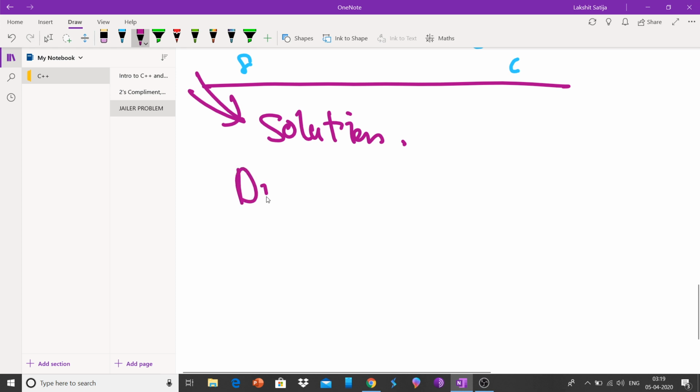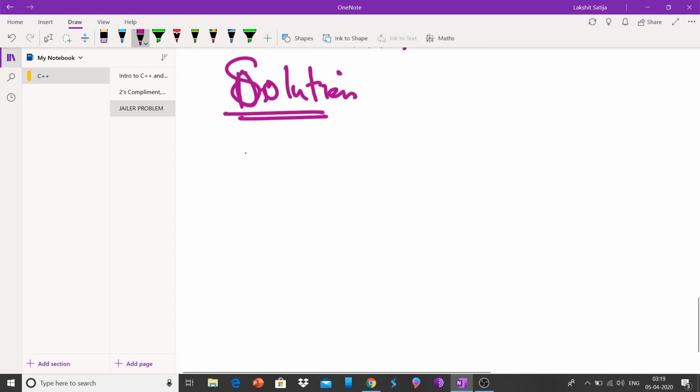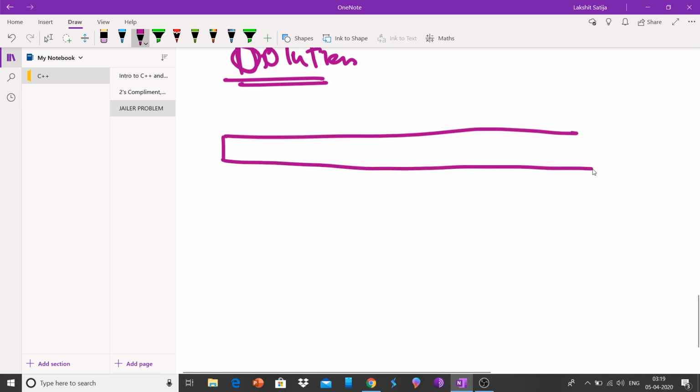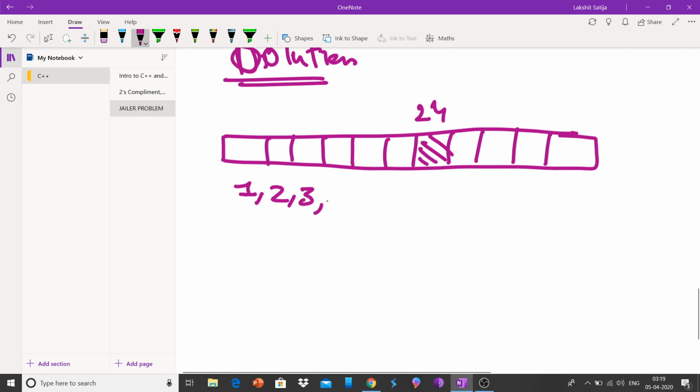Now let us discuss the solution. Let us think how many times the jailer will be able to reach a particular cell. Let the cell be any number, say 24. He will be able to reach it in the first round, second round, third round, fourth round, sixth round, eighth round, 12th round, and 24th round.